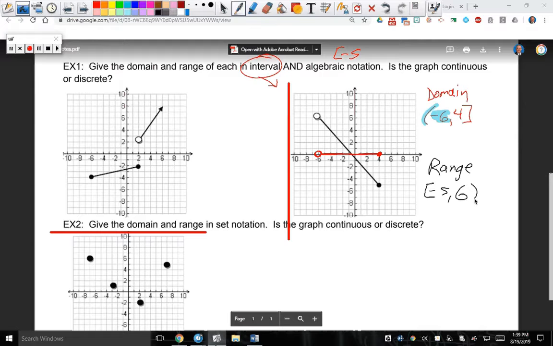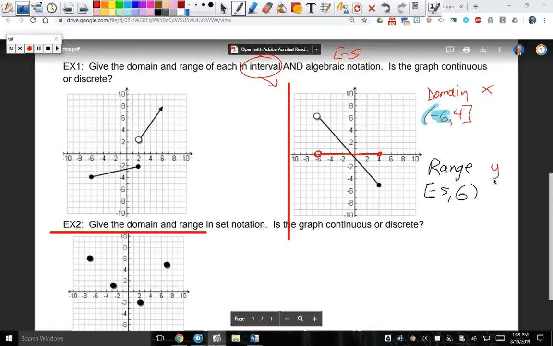Okay? Let's do the interval notations on both of them. So the interval notation over here for domain. Oh, sorry, not the interval notation. We're going to do the algebraic representation. So Savannah, let's go ahead and do the algebraic notation for that -6 to 4.